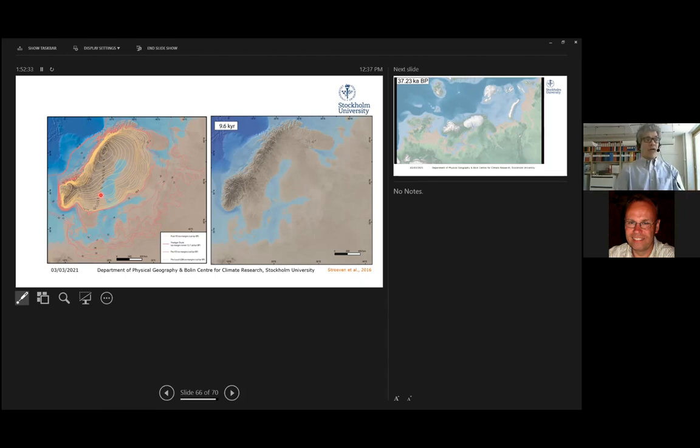And there are also dating-based reconstructions to which this gives a very similar representation. So it's nice to see that at least on the Scandinavian Peninsula, the dating-based reconstructions and the geomorphological-based reconstructions converge very well.